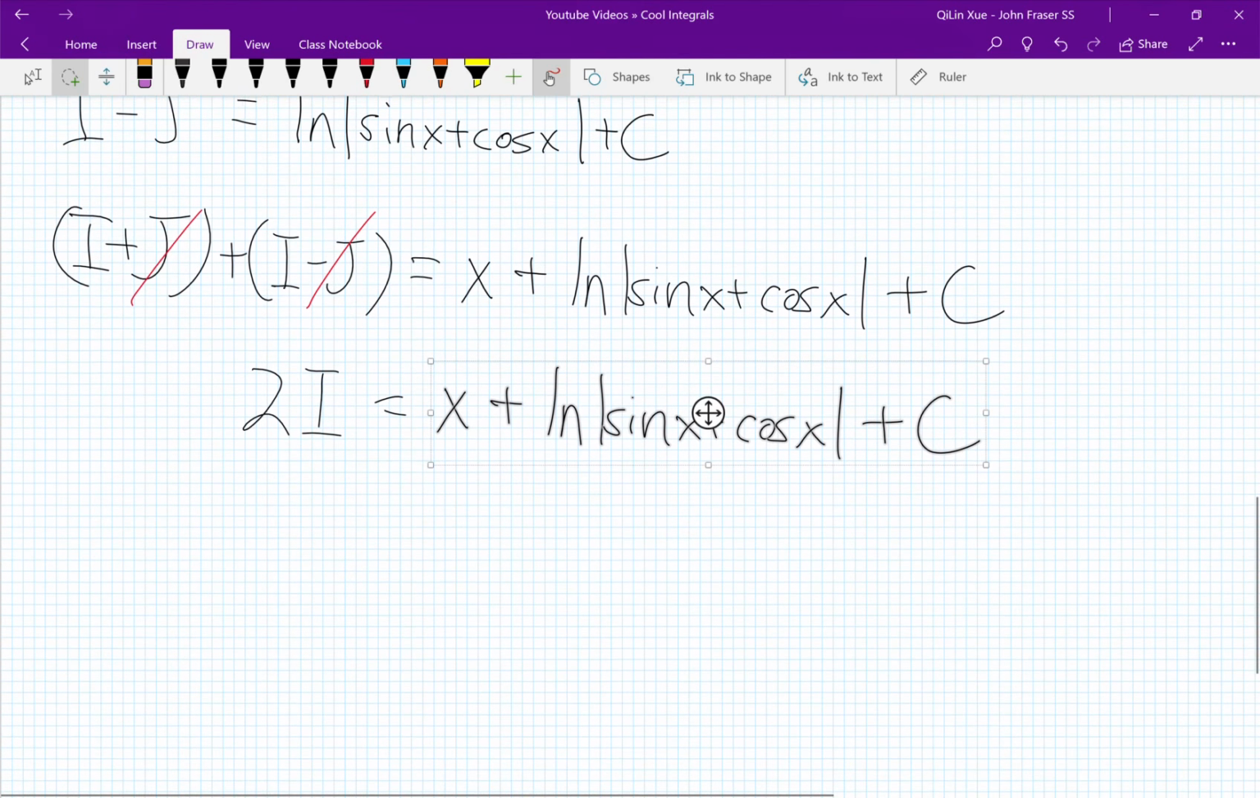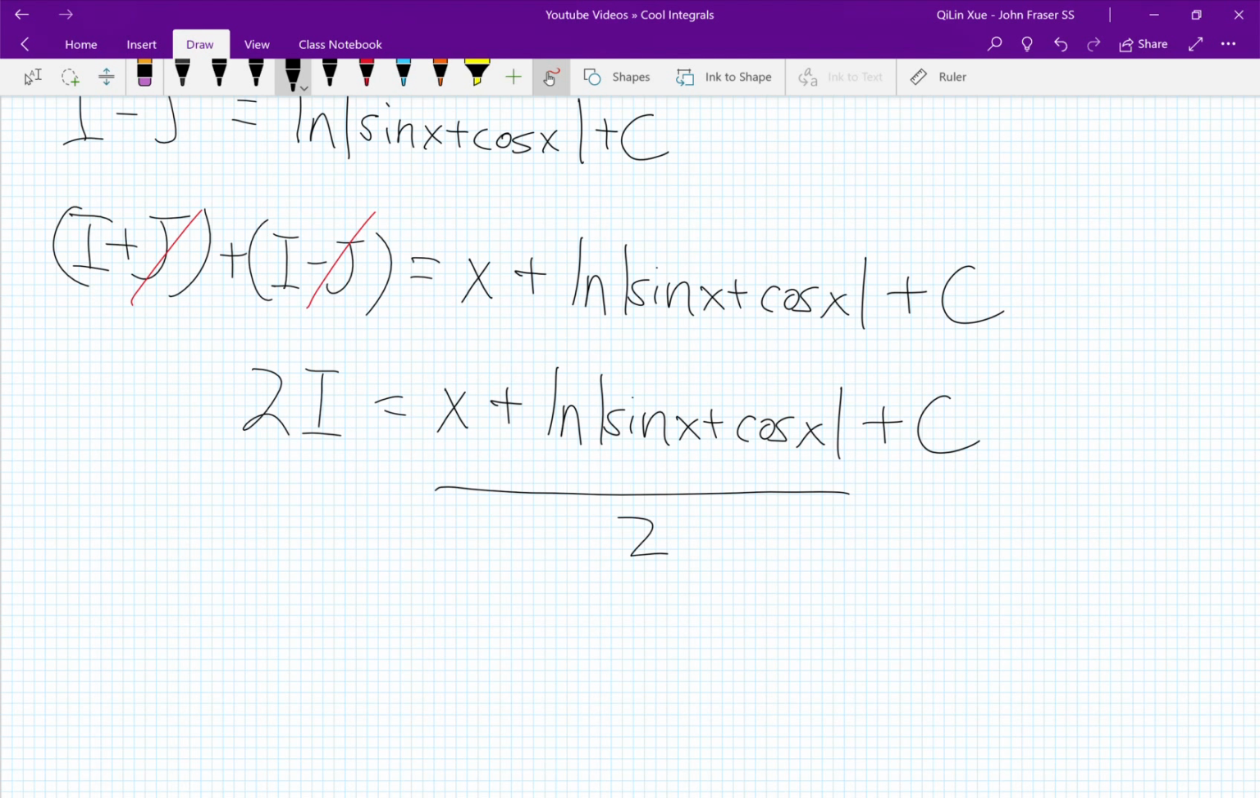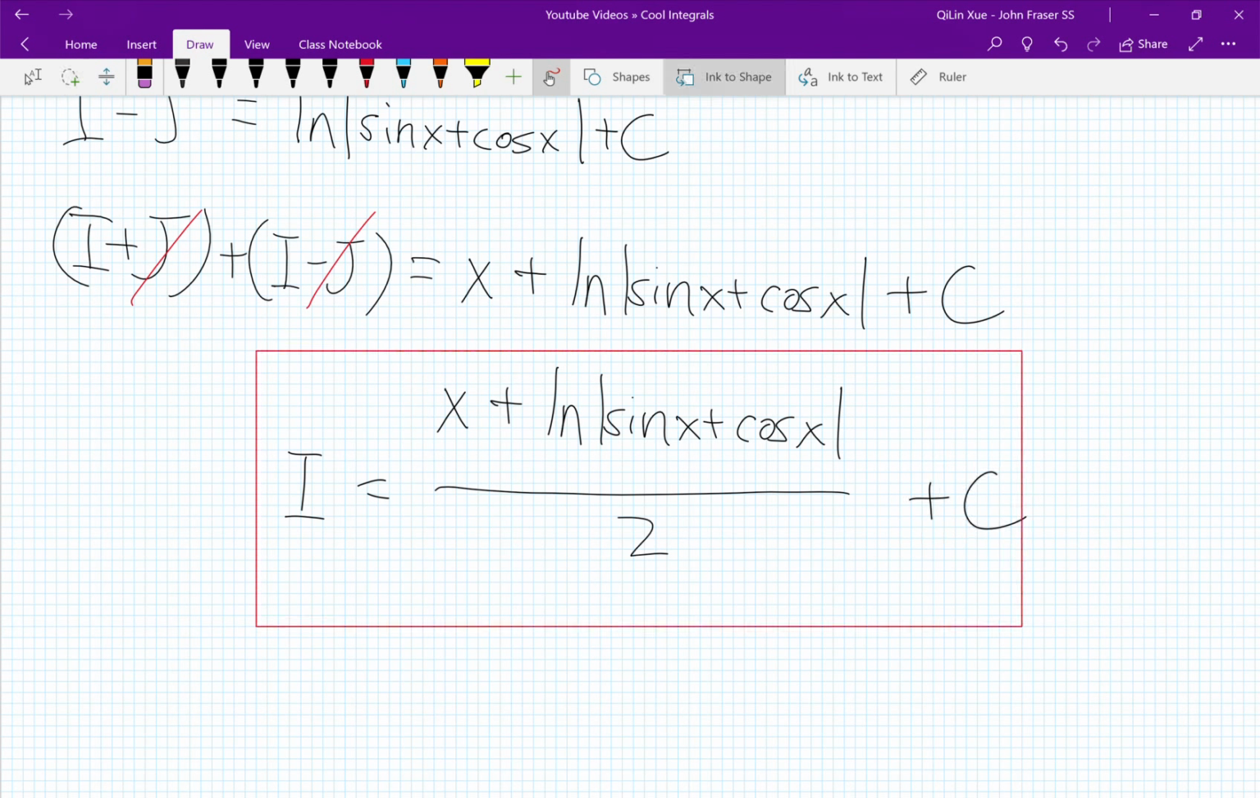And to isolate I on one side, all we have to do is divide both sides by 2. Remember, we don't do anything to the c as it's just the constant of integration. We just have to have it at the end. We divide both sides by 2, the 2's cancel out, and we're left with I is equal to x plus the natural log of sine of x plus cosine of x, over 2, plus c. And let me box that in so that we're all happy.